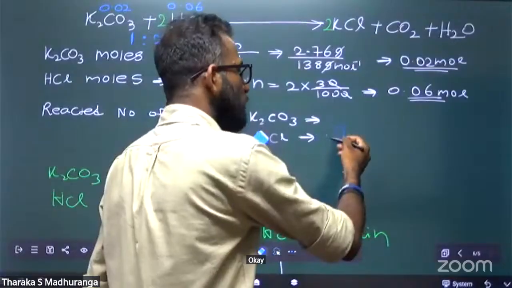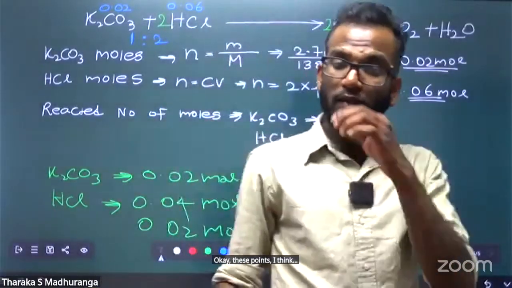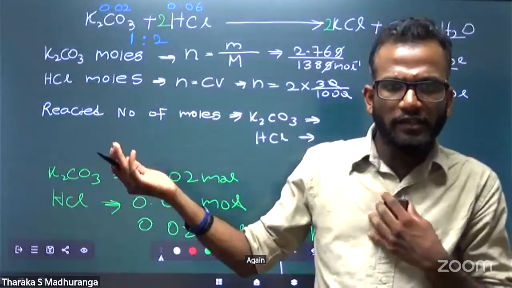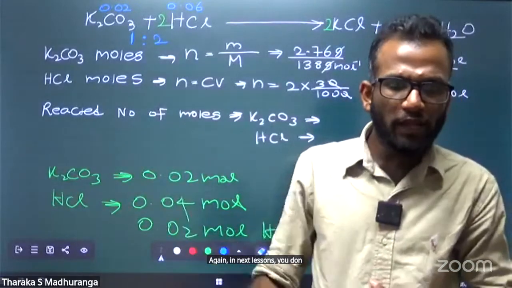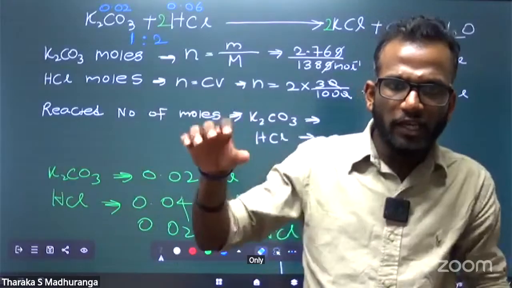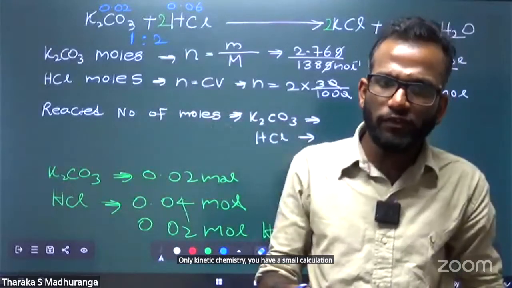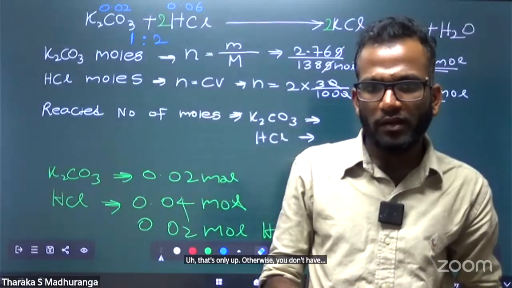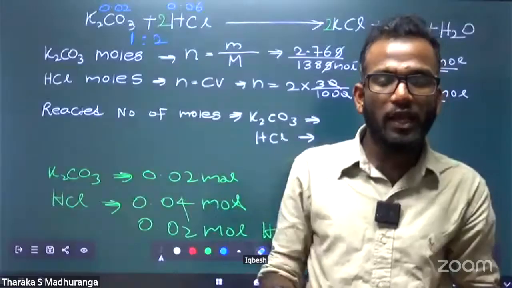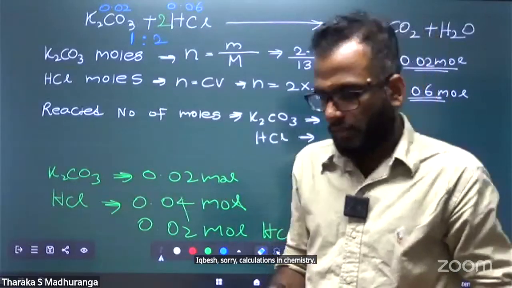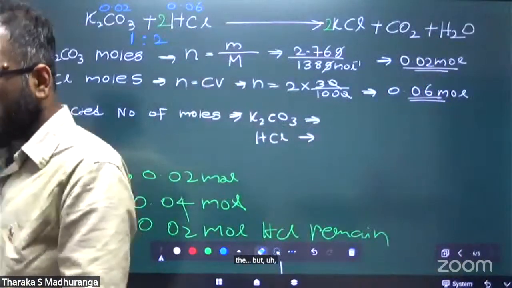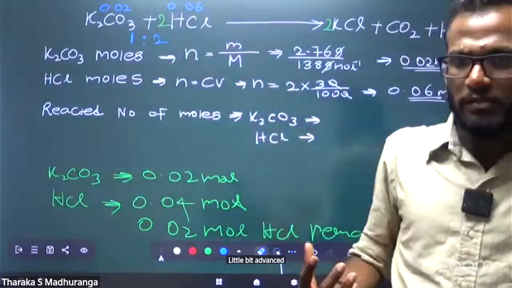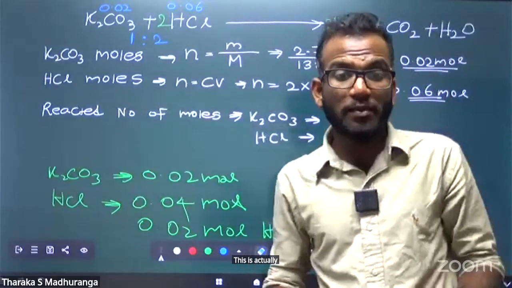Okay, I think these points are the most advanced calculations in chemistry. In the next lessons, you don't have calculations, only in kinetic chemistry you have a small calculation, the rate of chemical reaction. Otherwise, you don't have calculations in chemistry. But in this lesson we have a little bit advanced calculation. This is actually A-level chemistry.